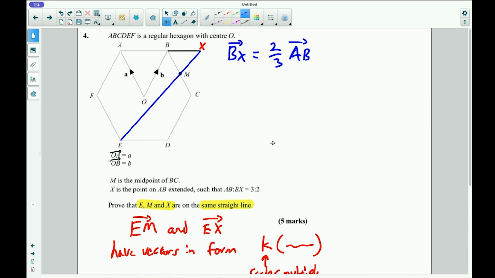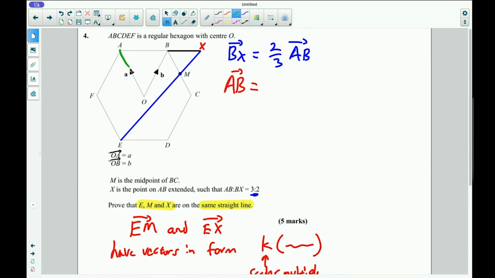And that comes from this ratio here. So 2/3 AB is what gives us BX. Okay. And now what we can do is see that we need to find out what AB actually is. So what is A to B? A to B, we're going to look for an alternative pathing.